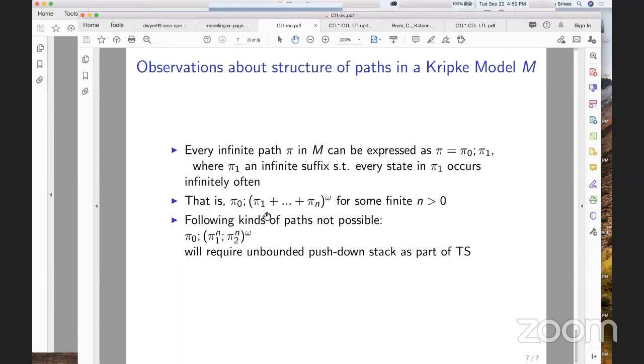But is something like this allowed? Say when we write that the path is of the form pi0 and then within brackets pi1 plus pi2, bracket close, to the omega. That expression includes paths of the form pi0, then pi1, pi2, then pi1 twice, then pi2, then pi1 thrice, then pi2, and so on, right? Yeah, but then you're guessing a certain pattern, no? How will you produce that?